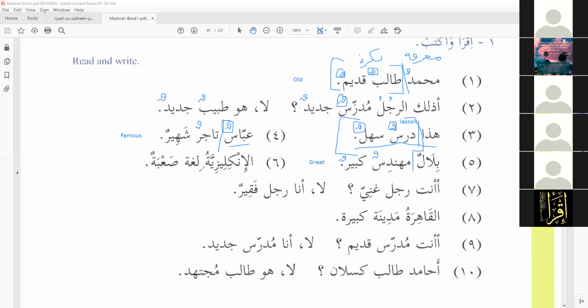Number 6. Okay. Inkiliziyatu. Very good. This is the word for English. Lughatun. Very good. Sa'batun. Excellent. Do you agree with the statement? English is a difficult language. Yes, very good. Sa'batun means difficult, the opposite of sahlun. Sahlun means easy. I'll put that in there too.